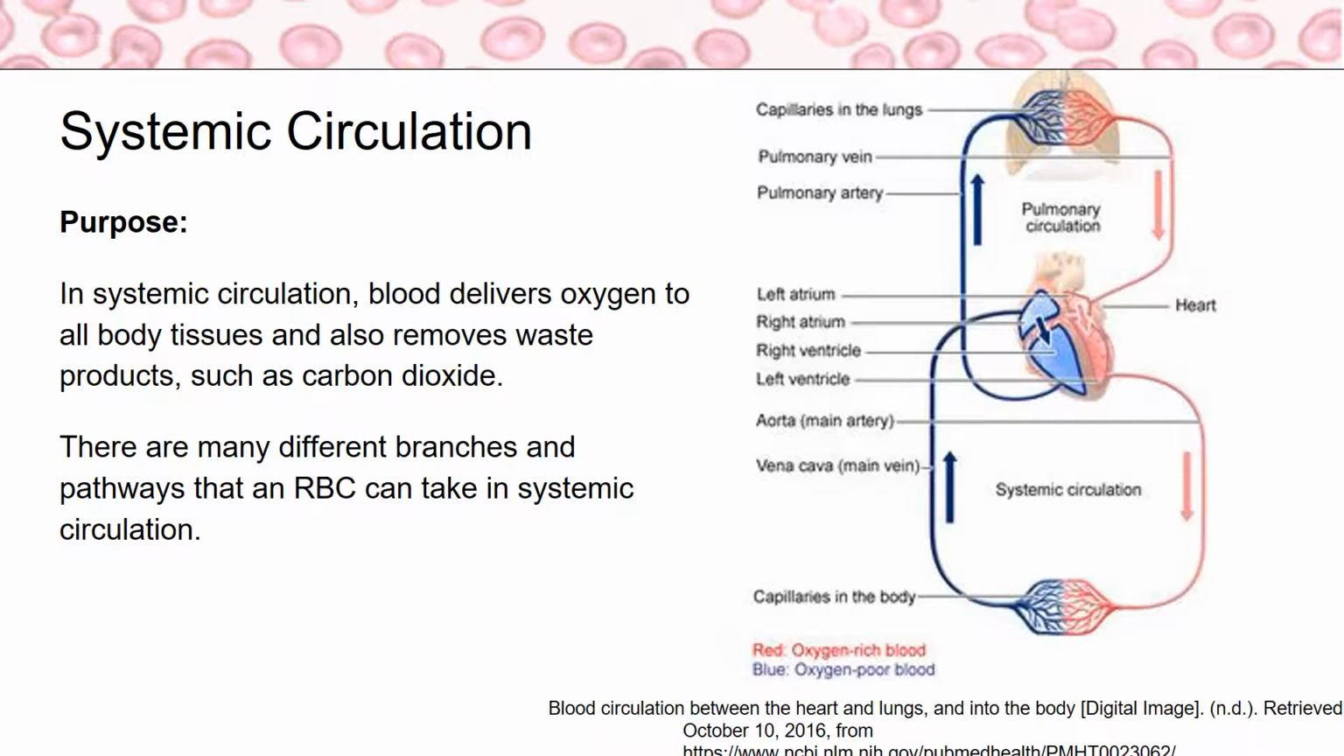It is via this process that tissues all over the body are able to receive the oxygen that they need and also get rid of their waste products. There are a whole bunch of different branches that the red blood cell can take in this circulation, but we'll only look at a few.